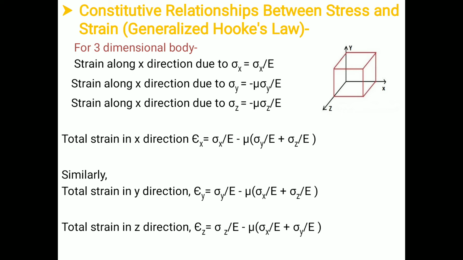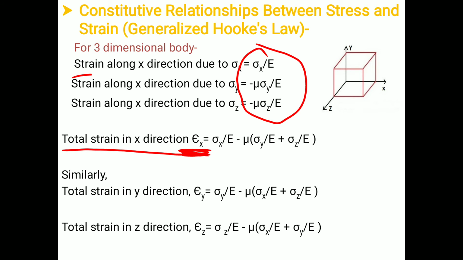Now we are going to superimpose all those values of strain to find out the total strain along x direction. Remember that the total strain along x direction is given by epsilon x. Now I will superimpose all those effects. We have the strain along x direction, it is sigma x upon E. We have the strain along x direction due to sigma y, it is minus mu sigma y by E. We have the strain along x direction due to sigma z, it is minus mu sigma z upon E.